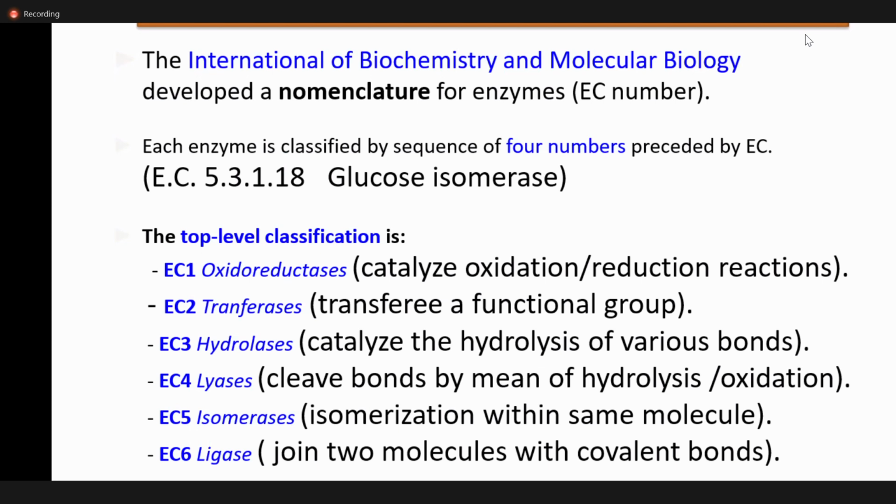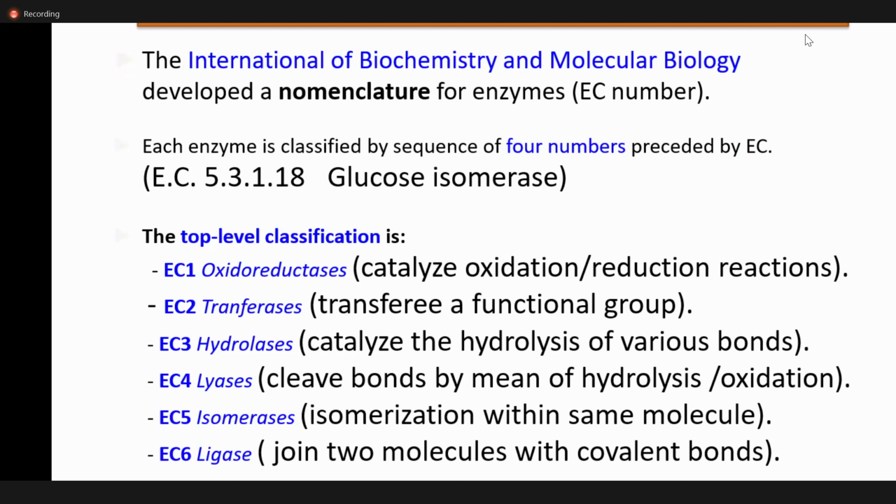And every enzyme has a molecular structure and a particular EC number. The EC number is an enzymatic number in a particular nomenclature, as for example glucose isomerase. In glucose isomerase, here it is, the EC number is EC1, EC2, EC3, EC4, EC5, numbered accordingly.